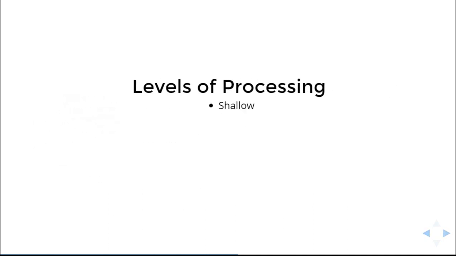So there are two levels of processing. There's shallow processing and deep processing. I apologize for my inability to pronounce the word processing. That one, the long one that starts with a P. And so what this theory suggests is that the deeper you process information, the easier it is for you to recall it at a later point.